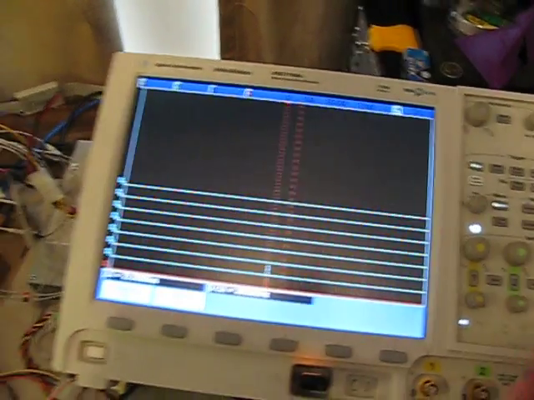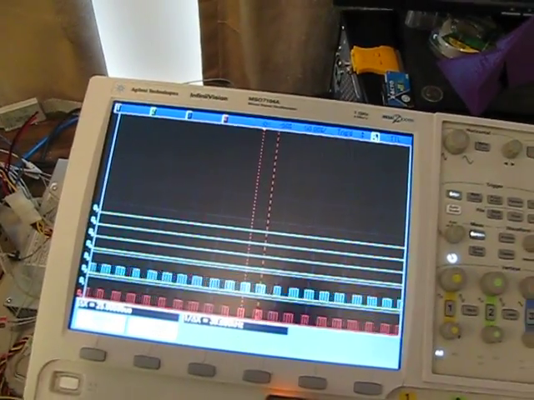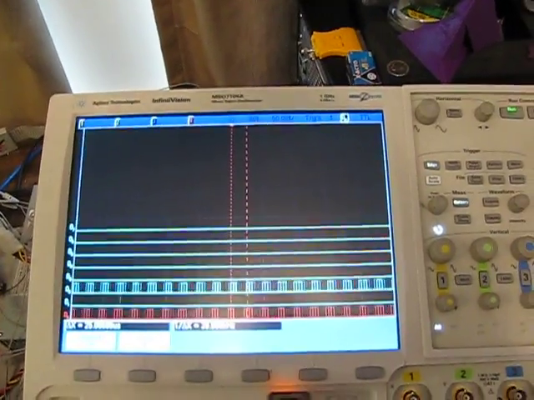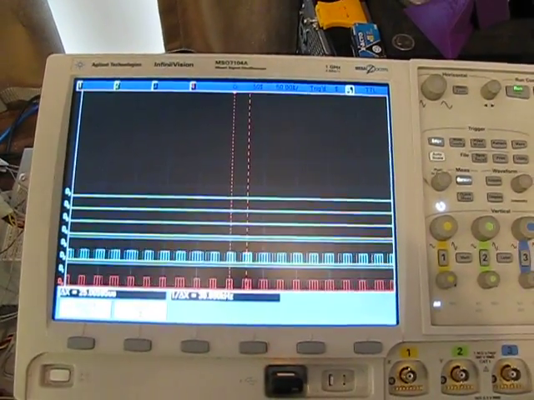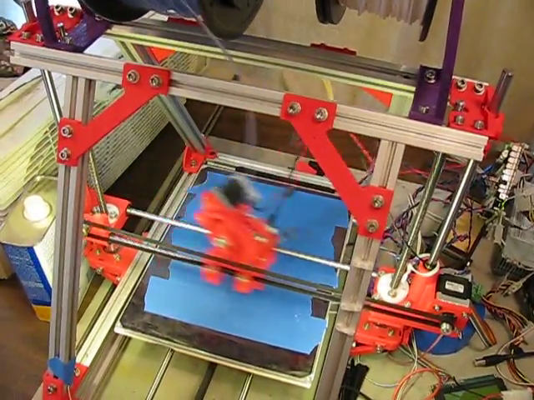Not a lot of acceleration time. Acceleration's 5,000 millimeters a second squared. The cursors are set to 40 kilohertz, which is the run rate for 500 millimeters a second, which is the maximum speed here. My mechanical max is just barely keeping up with it.